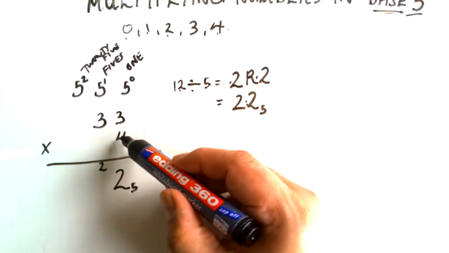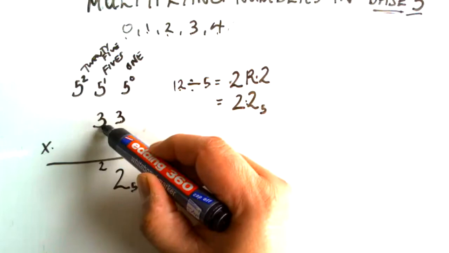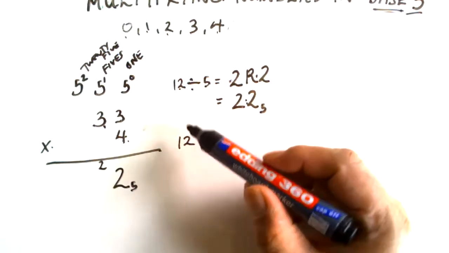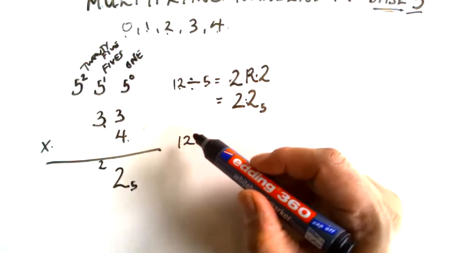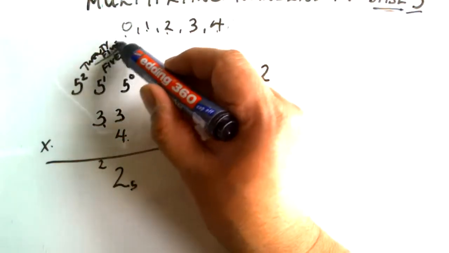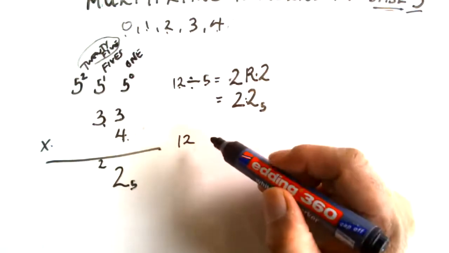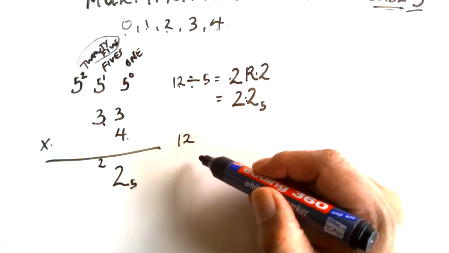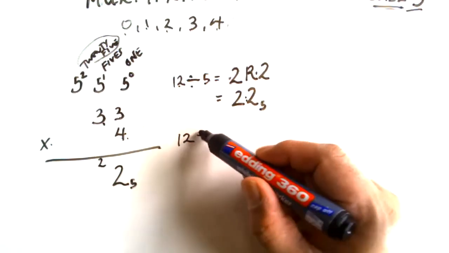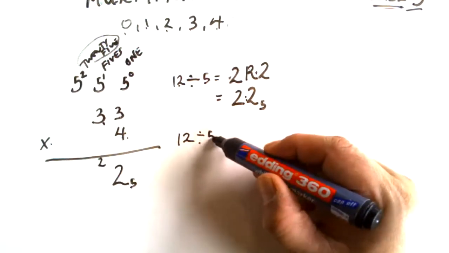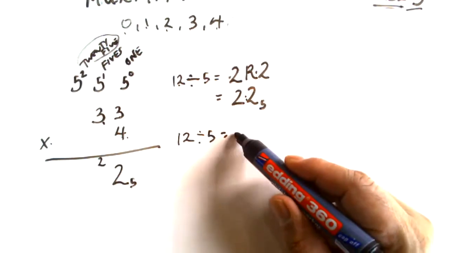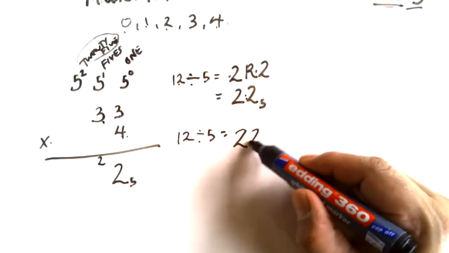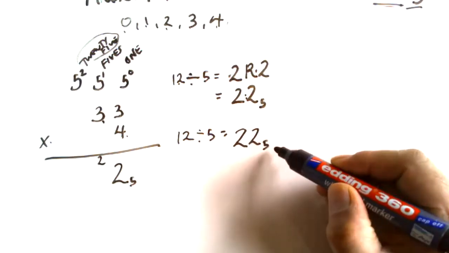Now let's go to the next one. So 4 times 3 is still the same. It's still going to be 12. But that 12 is essentially where 25 each. So essentially, how many fives are there in 12? It's two fives and two remainders, which we're going to put in here.